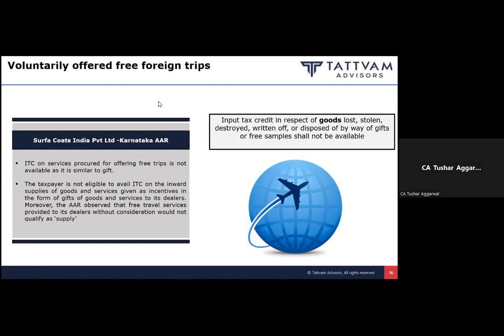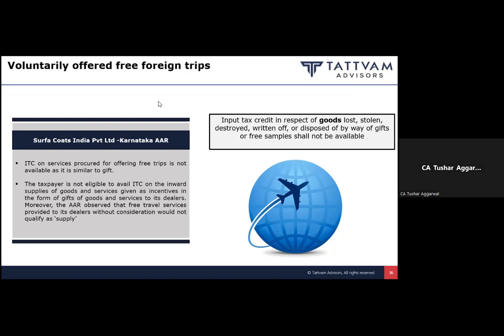See, section 16 says ITC is available if an expenditure is in the course of business. This is an expenditure in the course of my business, hence section 16 is applicable and ITC is available. We have to see that we are not covered under any negative list. Are we covered under section 17(5)(h)? As per which section am I barred? Section 17(5). Am I barred under section 17(5)(h) if I am giving foreign trips as a gift to the dealer? Exactly.